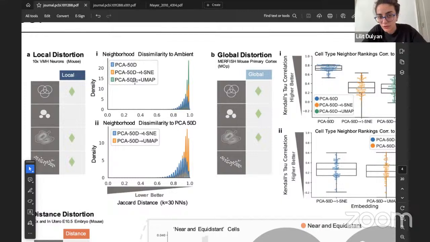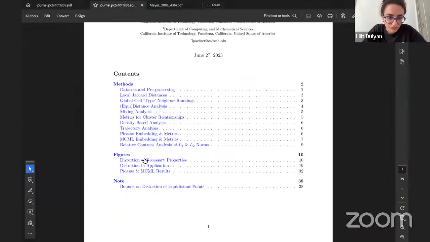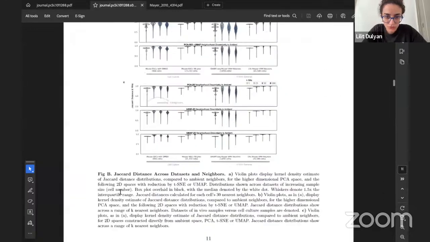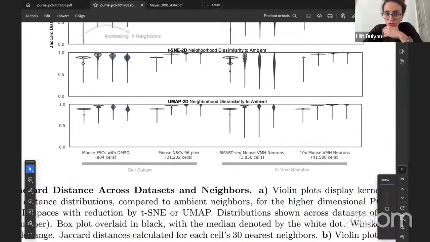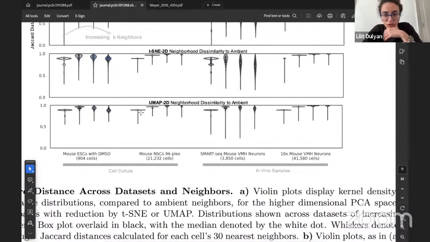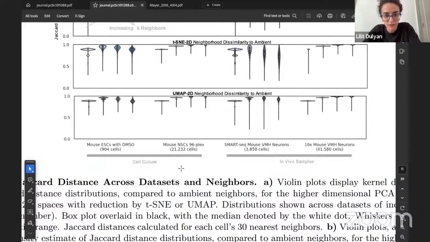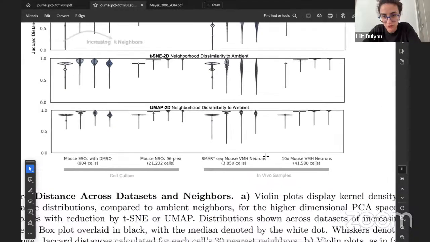And I thought maybe it's because of the PCA, maybe UMAP alone will do a better job. But in their supplementary material, they showed that even using a 2D map and comparing it to the ambient space, you see it's not good either. Okay, there are different data sets with different sizes.